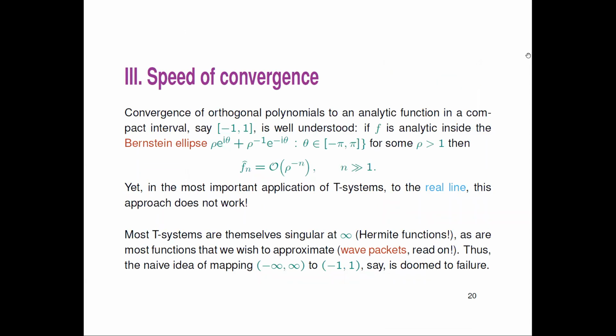Speed of convergence, very briefly, and also this is an unfinished symphony. So once we have orthogonal polynomials and we approximate analytic functions in a compact interval, here is important. For example, -1, 1, everything is understood, and understood for more than 100 years. So if f is analytic, not only in -1, 1, but slightly outside, inside the so-called Bernstein ellipse, where rho is a number greater than 1. So this ellipse surrounds -1, 1. Then we have geometric decay of the coefficients of expansion of this function in underlying polynomials, or Fourier expansion, and so on, where fn behaves like 1 over rho to power n. Remember, rho is greater than 1.